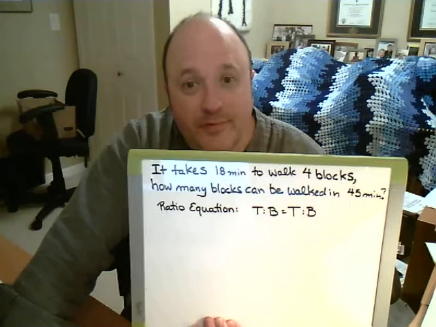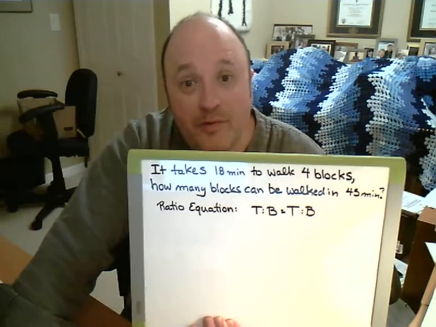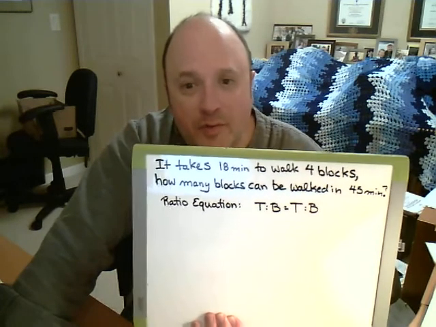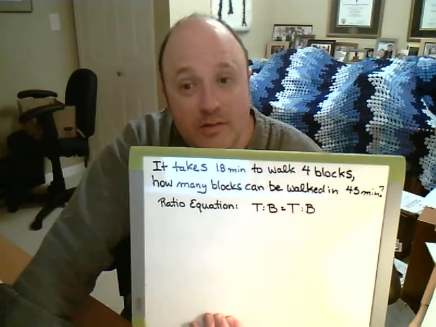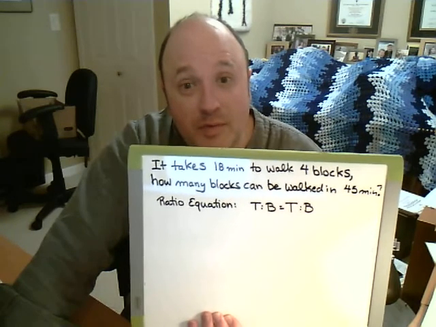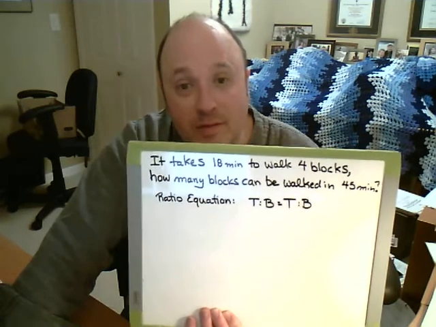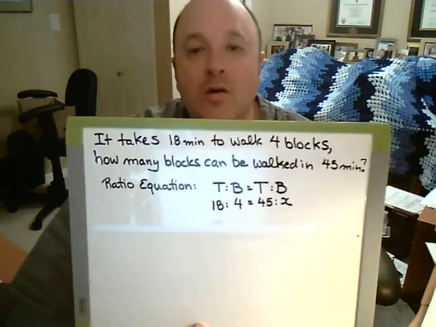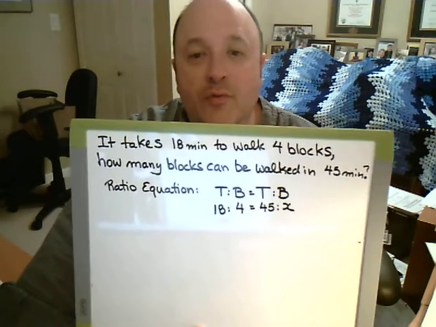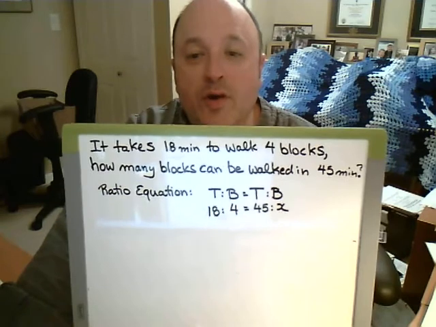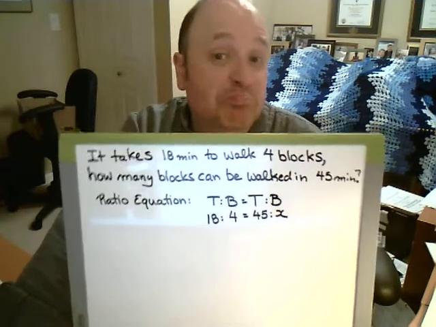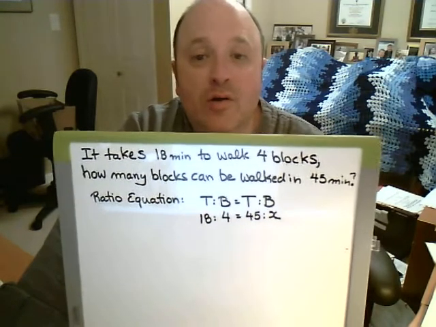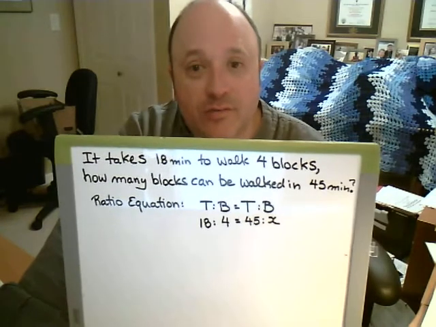Next step, fill in the numbers and figure out where to put the variable. What am I looking for? I'm looking for the number of blocks walked. So my B is going to be where I see an X value. Let's see how it works. Okay, 18 minutes for 4 blocks, 45 minutes for X blocks. Okay, so convert to fractions and solve.